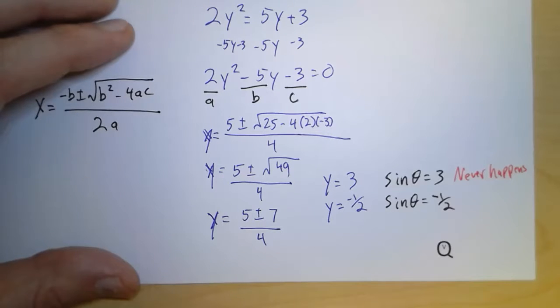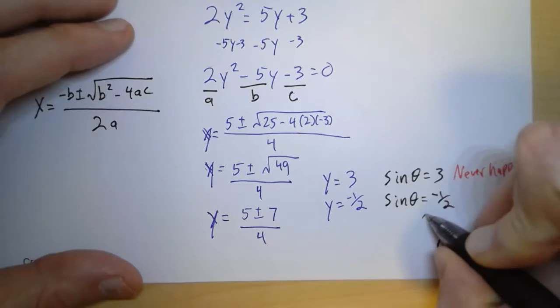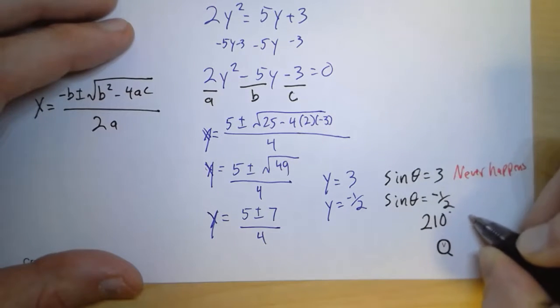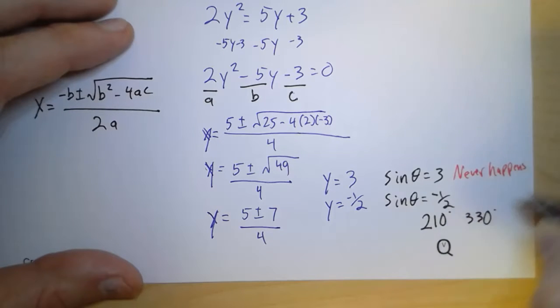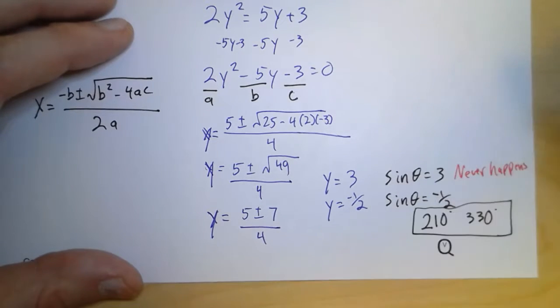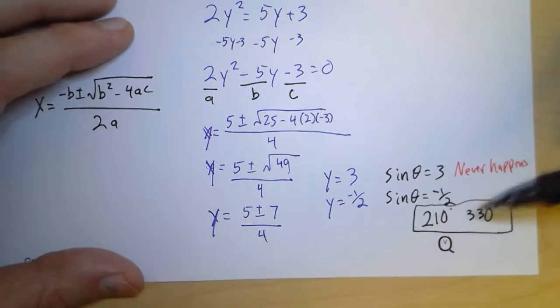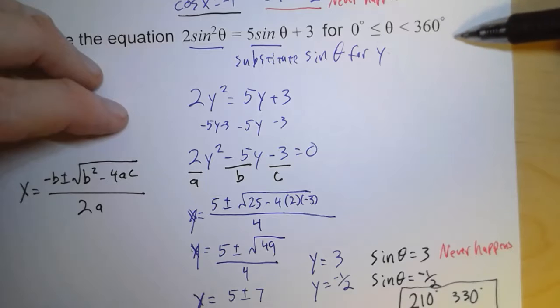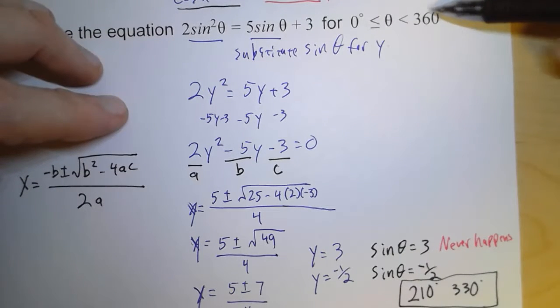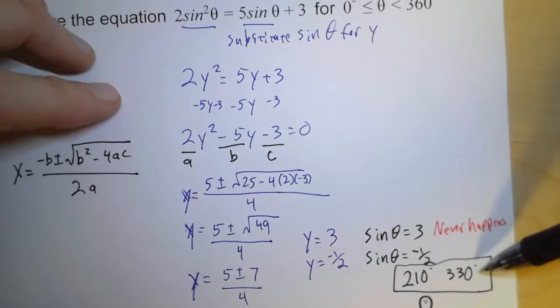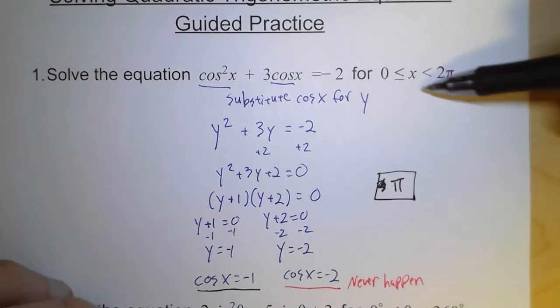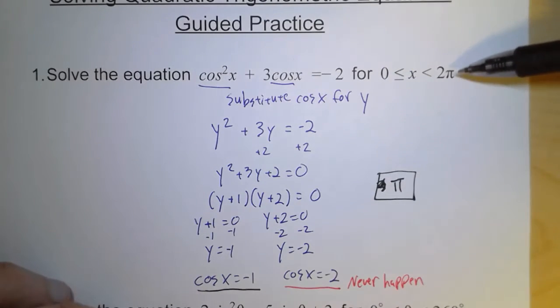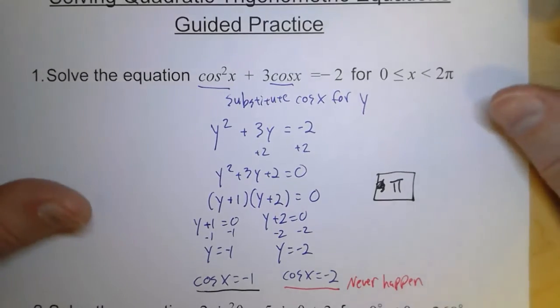And then when is sine negative 1/2? Well, that's in the third and the fourth quadrants. That happens at 210 degrees and 330 degrees. And so those right there are our two angles. Note that in the start of the problem, it told us to look between 0 and 360 degrees. So that indicated that we wanted our answer in degrees, whereas up here, this was between 0 and 2 pi. So that told us we wanted it in radians.